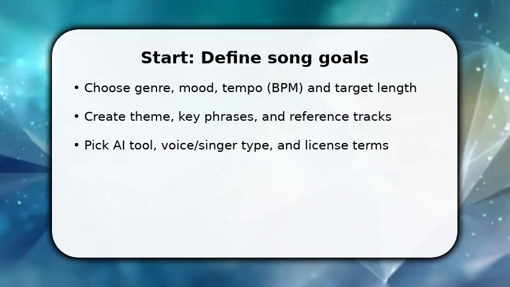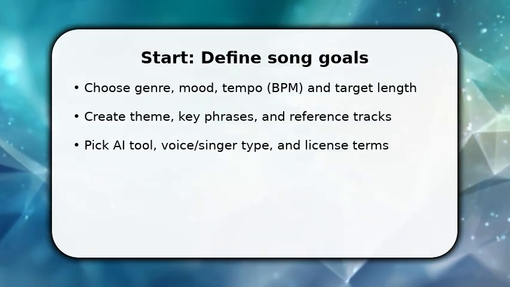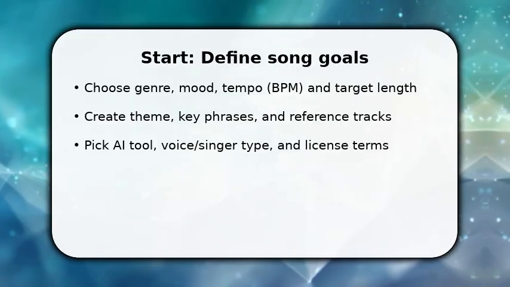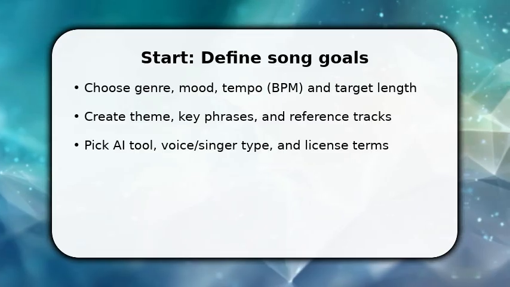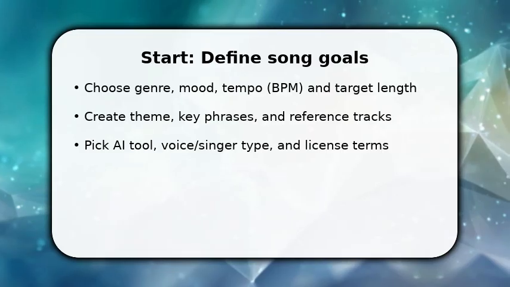You begin by locking the song's purpose. State the genre, mood, tempo, and length. Then feed the AI clear prompts, theme, story beats, and reference lines so it has direction. Once done, set voice style and licensing constraints so outputs are usable.